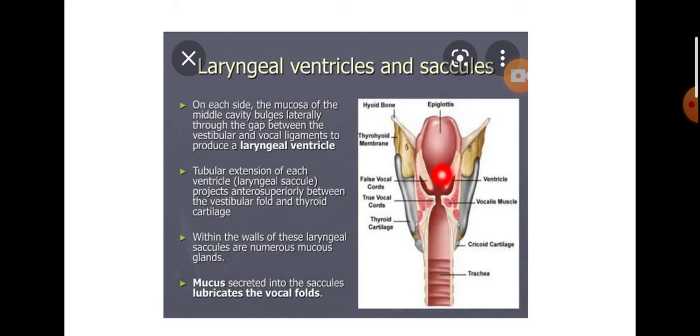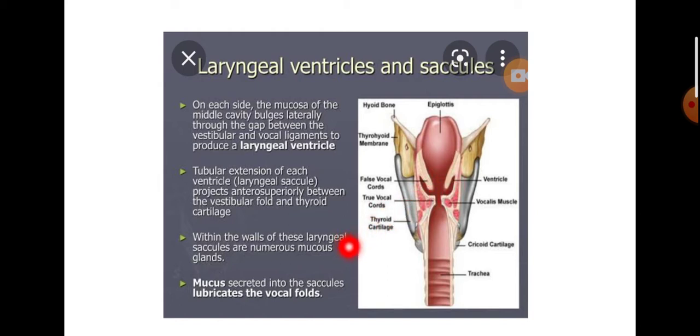Now, tubular extension of each ventricle is called the laryngeal saccule. Now, this projects anterosuperiorly, I repeat, anterosuperiorly between the vestibule and the vocal and the thyroid cartilage. Between the false chord and the true chord is the ventricle, which, when protruding anterosuperiorly, that is called the saccule.